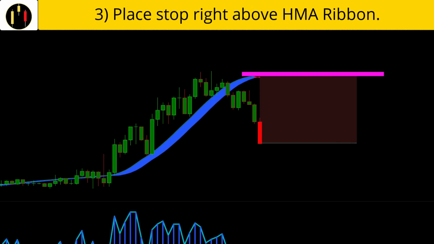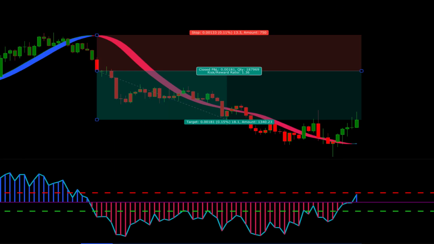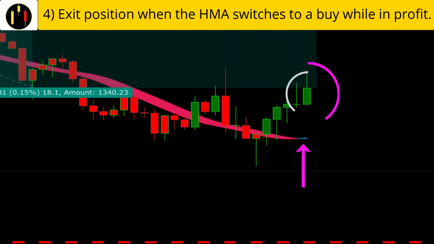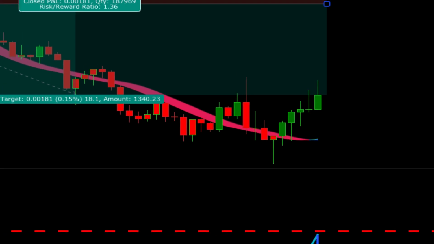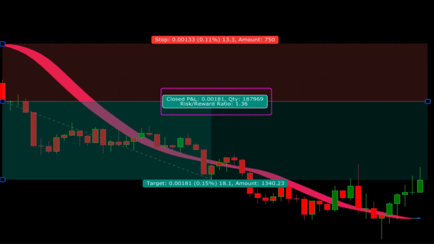Third, we place our stop right above the HMA ribbon and enter on the close of the candle. Finally, we close the trade when the first candle closes while the HMA ribbon has a buy signal and the trade is in profit. And this one winds up with a 1.36 risk to reward ratio.